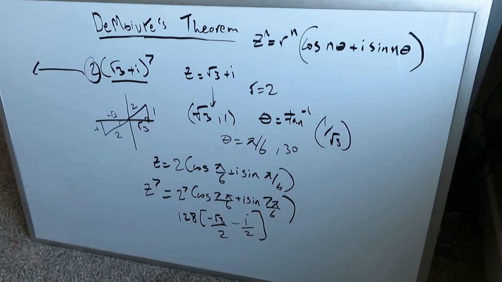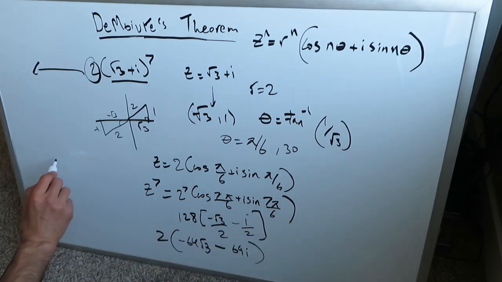Do everything over here. 128 would get divided by 2, and you'll get minus 64 root 3. Minus 64 root 3, and you'll get a minus 64i. Let's not add a double minus, because we still have the same minus in between, minus i over 2. So you have minus 64 root 3 and minus 64i. But we have to bring back this 2. Hit everything with this 2 to give you your final answer.